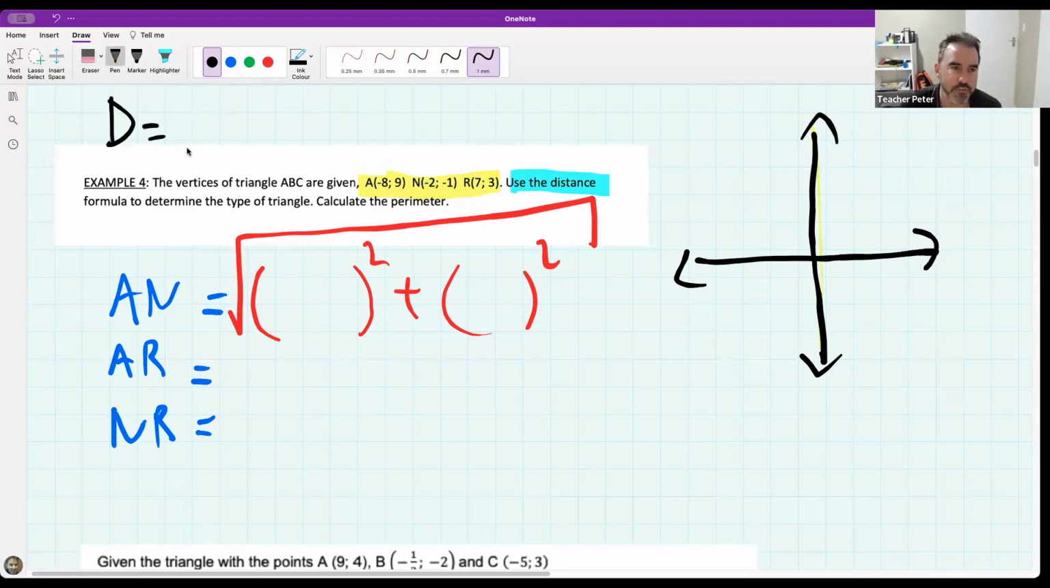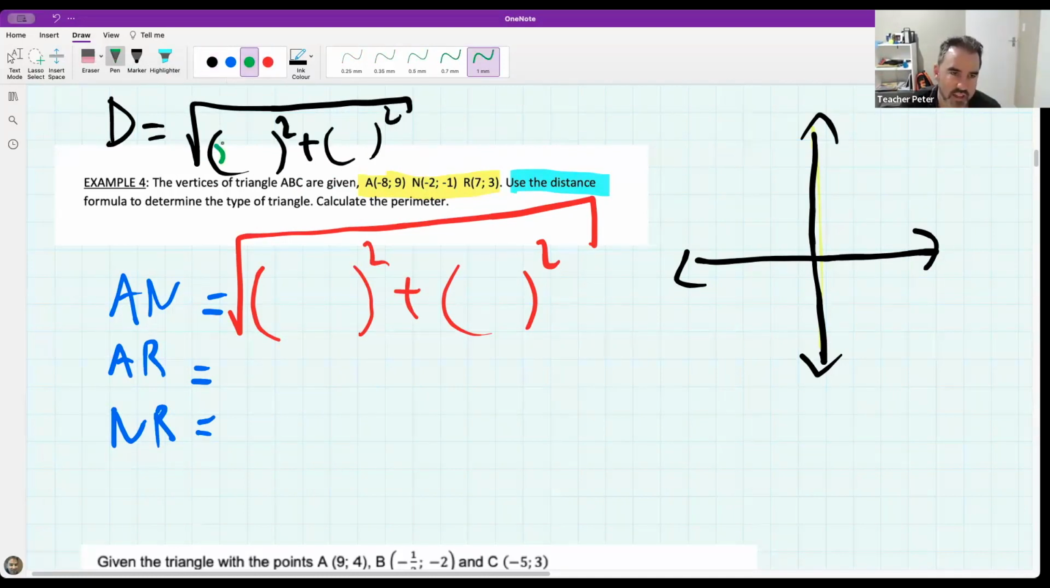If you've forgotten how the distance formula works, it works like that. But find me the length of AN, and it's just going to basically be the square root of some big number. So tell me what you get for AN. And that's the distance AN.